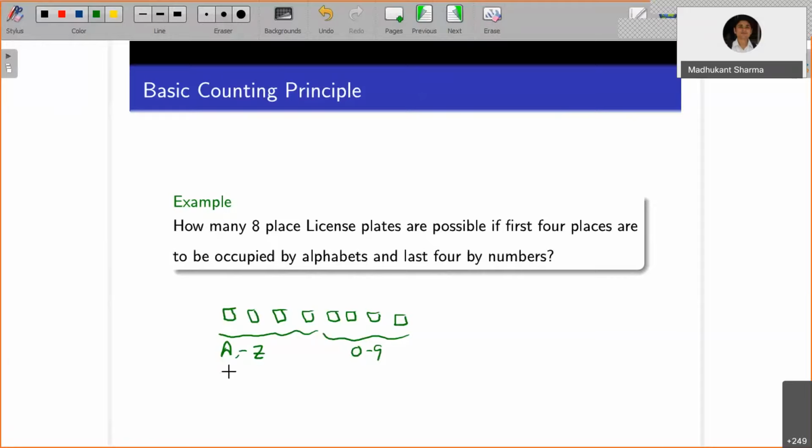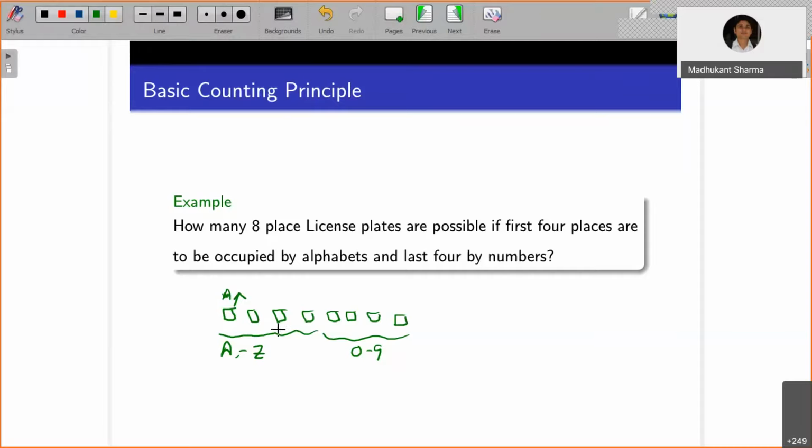So A to Z. Here it is not given that you cannot repeat. Suppose you start with A. The next entry could also be A, or B, C, D, anything up to Z. Similarly here also, all 4 can be A. Here all could be 9, or all could be 0 as well. So they are not fixed.